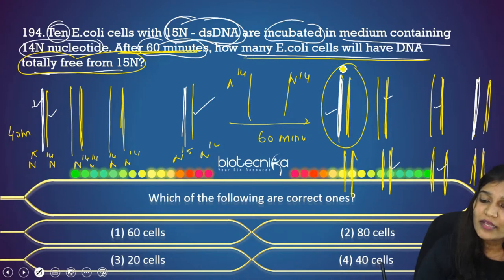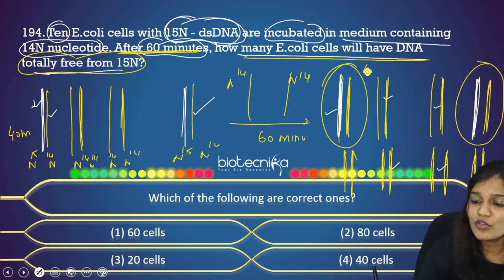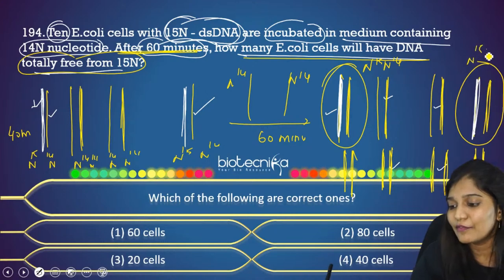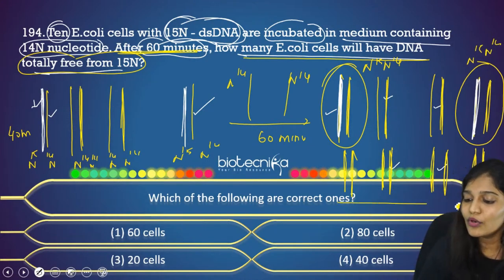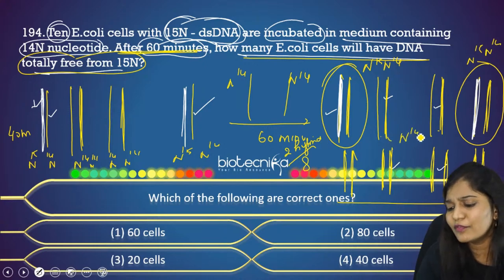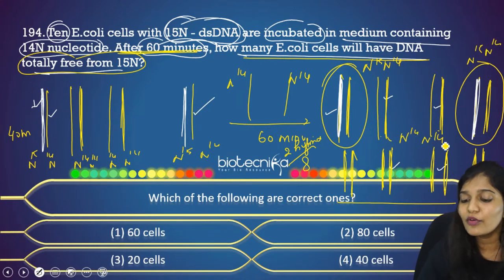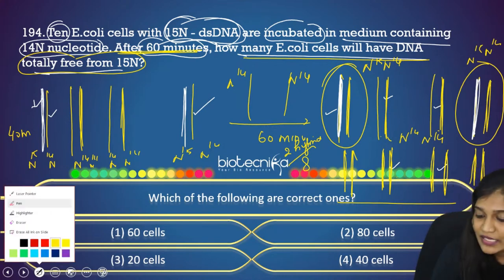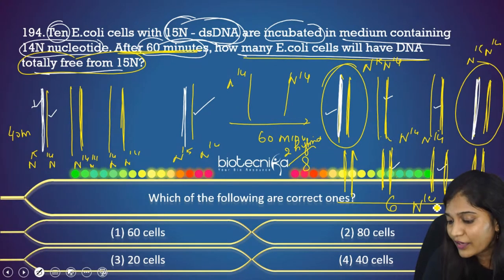So only you're getting two hybrids. So it's going to be N15, N14, and this is N15, N14. So totally out of 1, 2, 3, 4, 5, 6, 7, and 8, two are hybrids, which means all of them are going to be N14, N14, which means how many are going to be remaining? Six. So I'm calculating it. Six are going to be N14, N14, which means they are free of N15.